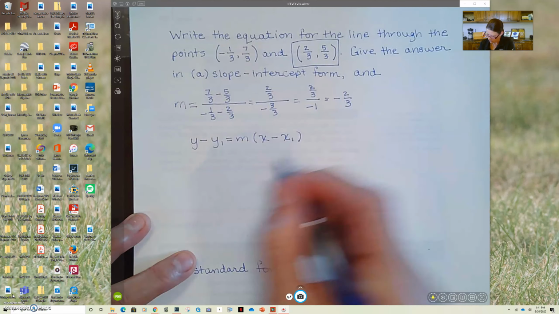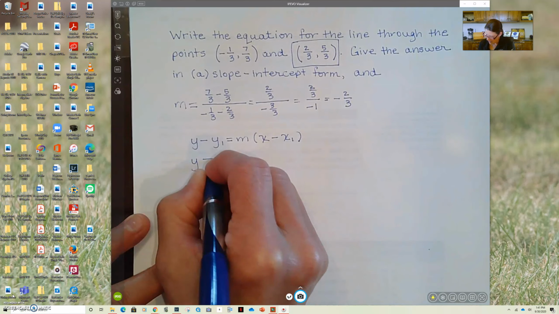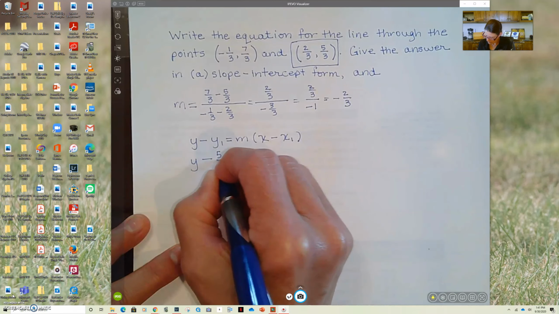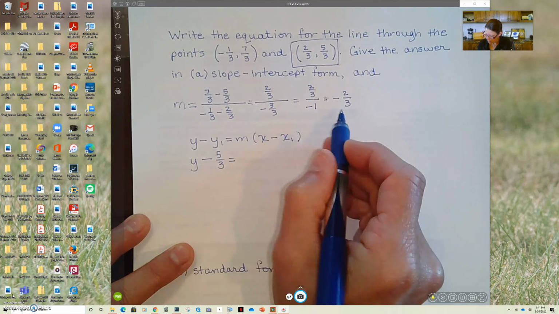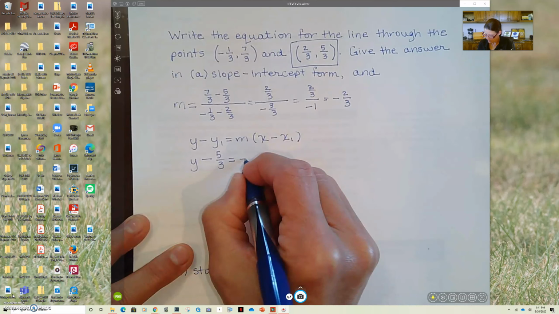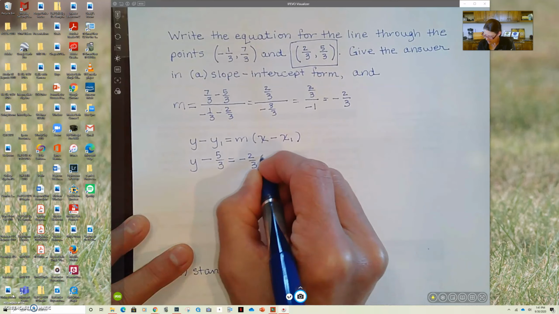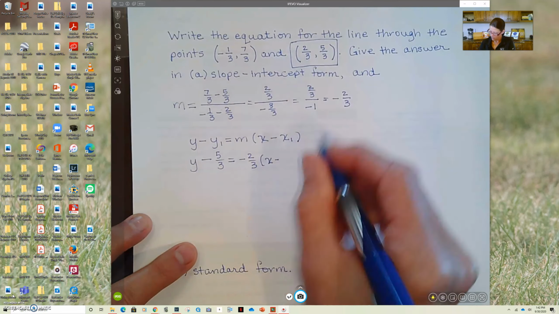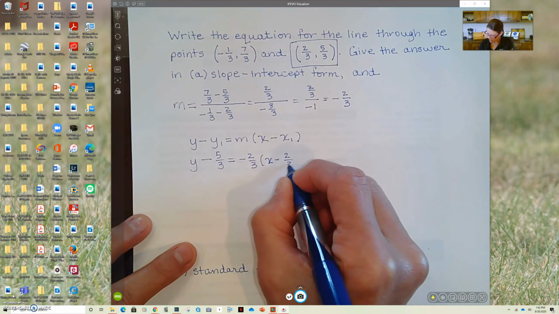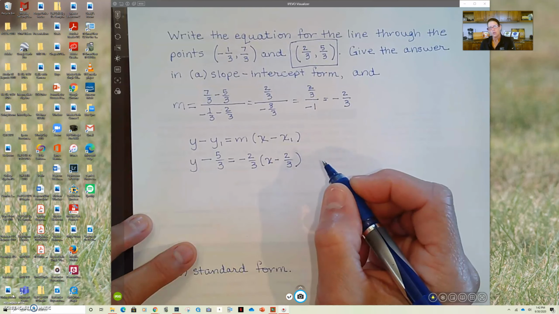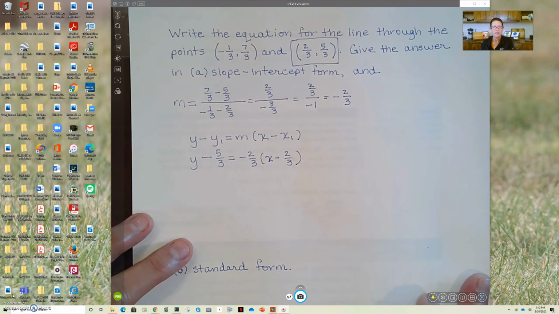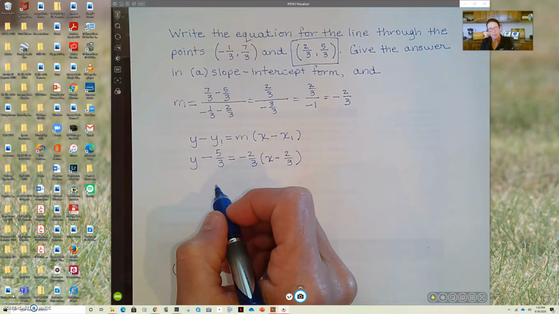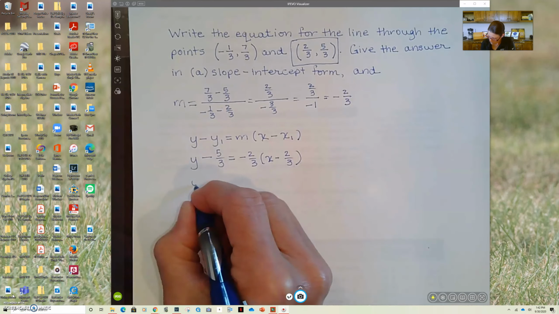Now, the point that I'm going to choose is (2/3, 5/3), simply because it has no negative symbols associated with it. Let's substitute values. y minus y sub 1, or 5/3, is equal to the slope -2/3 times x minus x sub 1, or 2/3. At this step we have the equation of our line, but it's not yet in slope-intercept form as requested. So let's do that by solving for y.